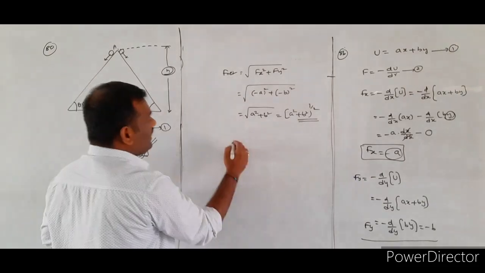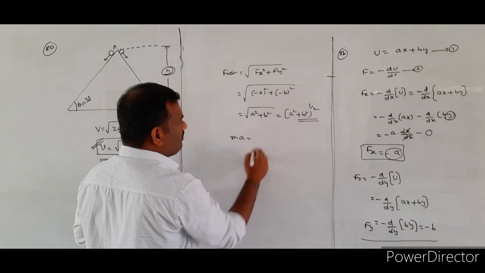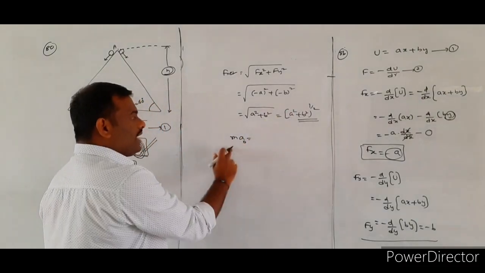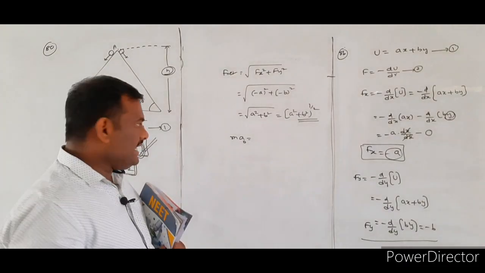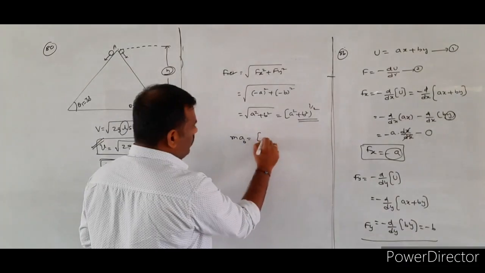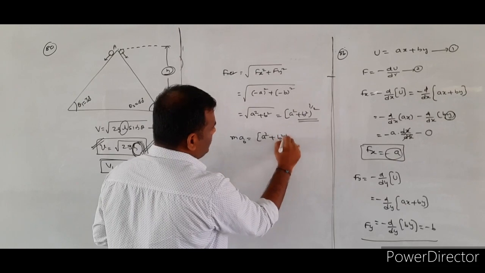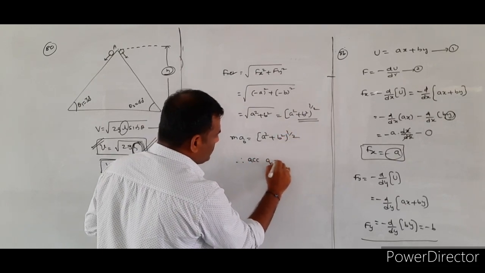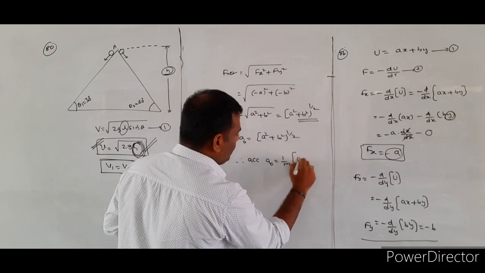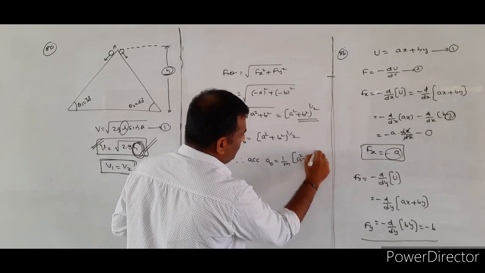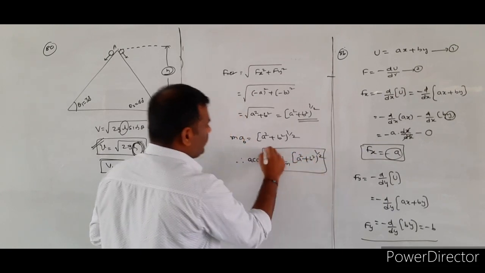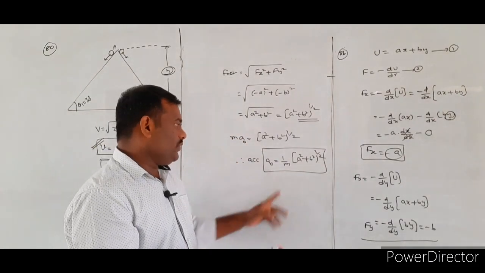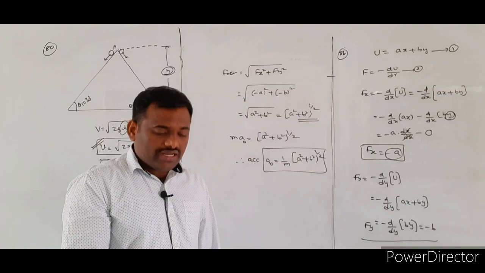According to Newton's second law, F net is equal to ma, or we will take m a naught, since a is already used. So the acceleration of the particle will be assumed as a naught. M into a naught is equal to (a square plus b square) whole power 1 by 2. Therefore, acceleration a naught is equal to 1 by m into (a square plus b square) whole power 1 by 2. The required acceleration value is 1 by m into (a square plus b square) whole power 1 by 2.